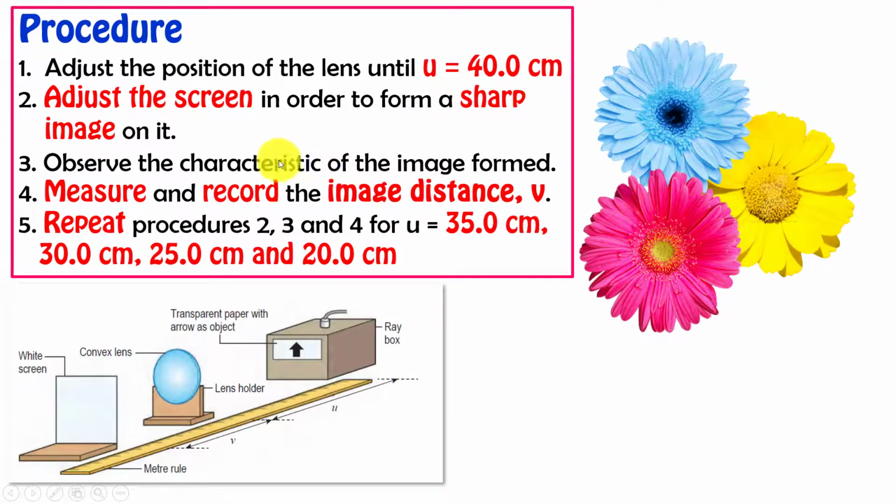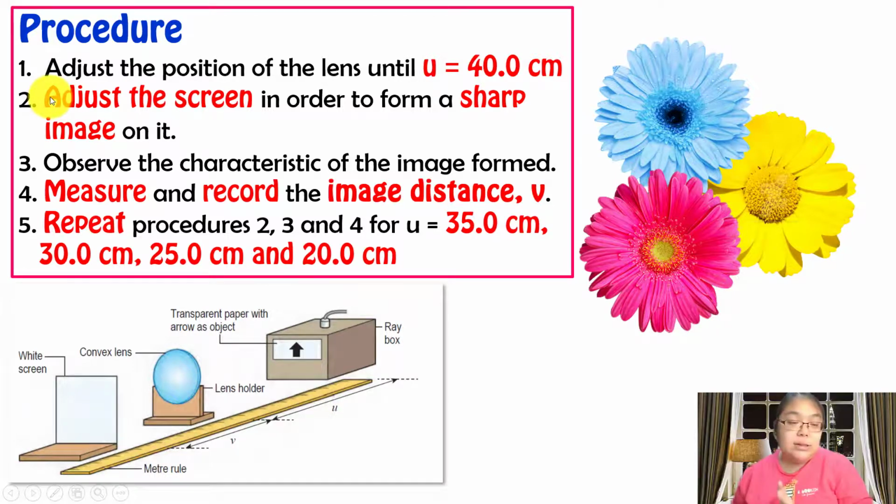Okay, let's see the procedure of how this experiment functions. First, we need to adjust, because the manipulated variable is the object distance. So you need to state your object distance, how many cm. After that, remember procedure 2: adjust the screen. This word is very important. If you do not adjust, you cannot get a sharp image. So they say adjust the screen in order to form a sharp image on it. After that, you observe the characteristics of the image formed. Then you measure the length. So we measure and record the image distance V.